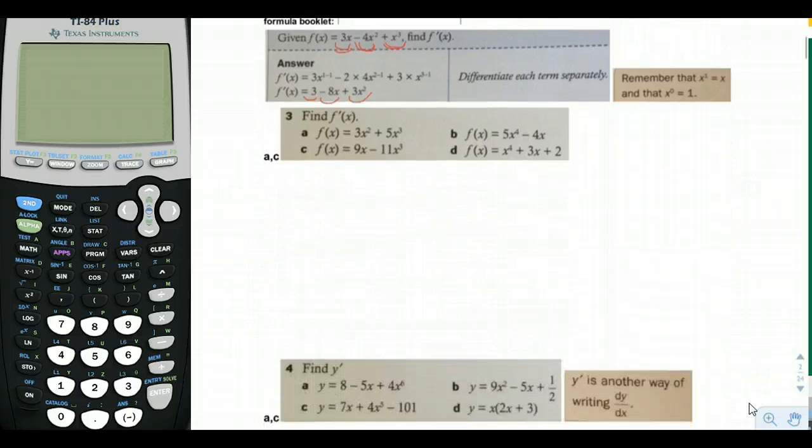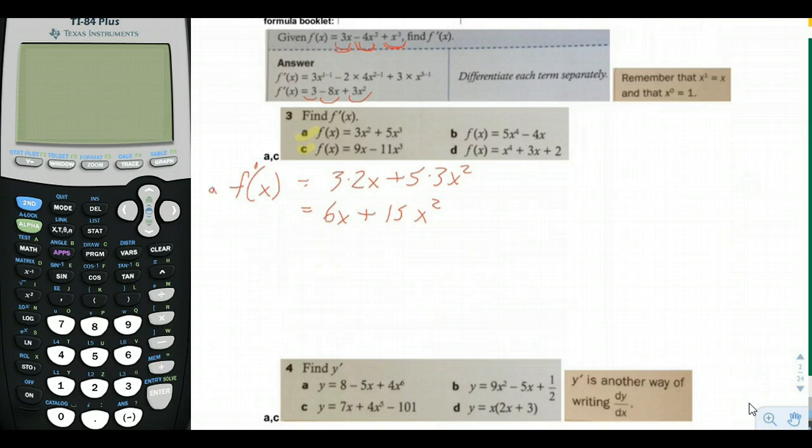Okay. So here we're just going to do A and C. Here, you start out with f of x in the notation, and then when you take the derivative, you just do the prime there, just like we did with the y. The derivative would be 3 times 2x plus 5 times 3x squared. So that would be equal to 6x plus 15x squared. That was A. C. The derivative of that would be 9 minus 11 times 3x squared.